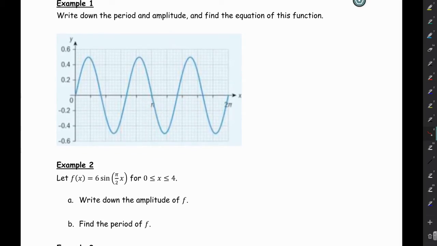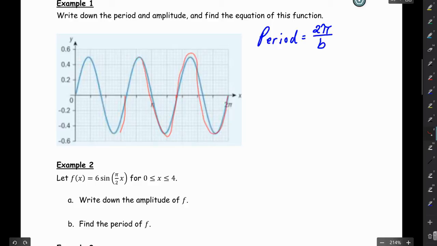Example 1 says write down the period and amplitude and find the equation of this function. First of all, the period can be found by determining how many cycles occur in 2 pi. We've got the 1st cycle, the 2nd cycle, and the 3rd cycle, so B is 3 in this example. Now the amplitude is the distance from the center. Our distance from here to here is 0.5, so our amplitude is 0.5.